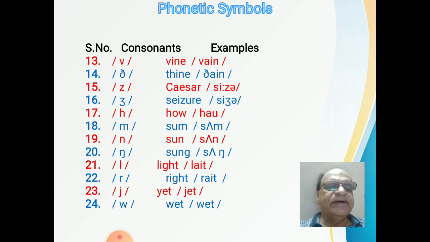13th, v sound. Remember this thing, this v is there in Hindi also. But in English, we have two V's. So keep in mind that this V is labiodental. Now, what is labiodental? In Hindi, you call it dantosht. The lower lip will touch the upper teeth and then you articulate this v sound. Wine. 14th is the symbol that represents the sound, thine.